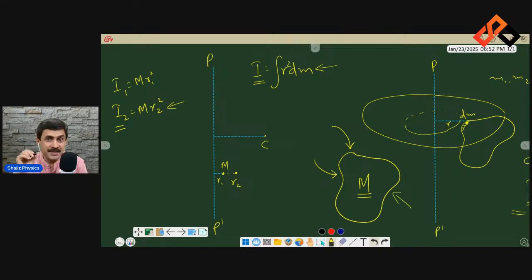Now, at some distance, when this point object or point mass, whose mass is exactly equal to the mass of the extended object, is rotated at a certain specific distance from the axis of rotation, it will give the same moment of inertia as that of this body when it is rotated at a distance r from the axis of rotation.